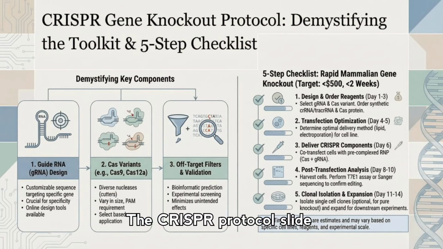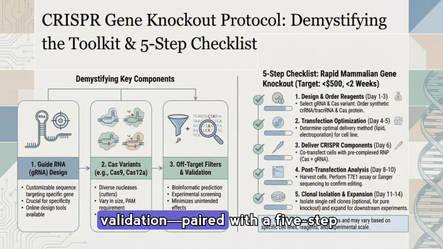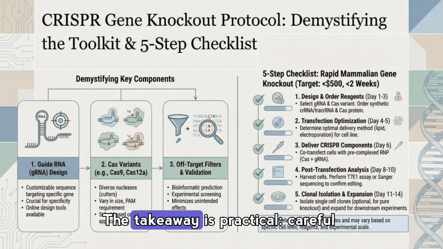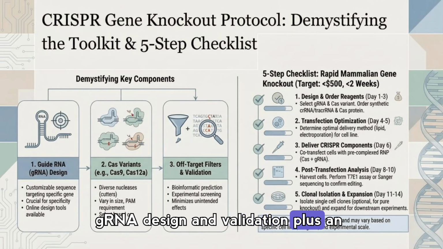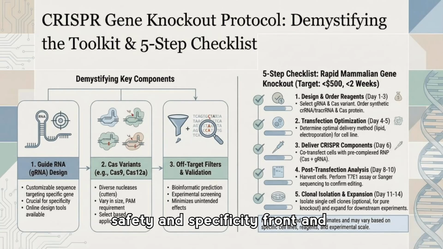The CRISPR protocol slide demystifies the toolkit, with 3 core components: guide RNA design, Cas variants, and off-target validation, paired with a 5-step timeline for rapid gene knockout. The takeaway is practical. Careful RNA design and validation plus an organized workflow can compress editing timelines while keeping safety and specificity front and center.